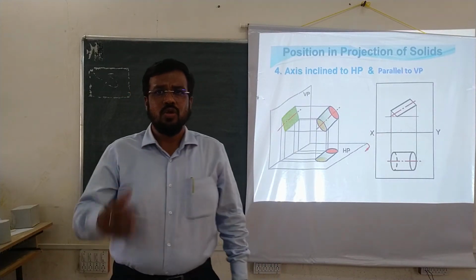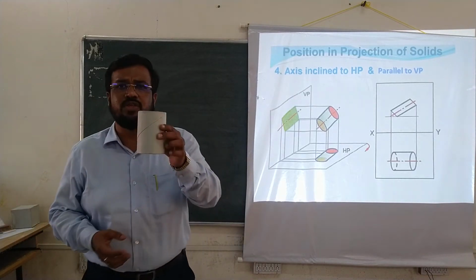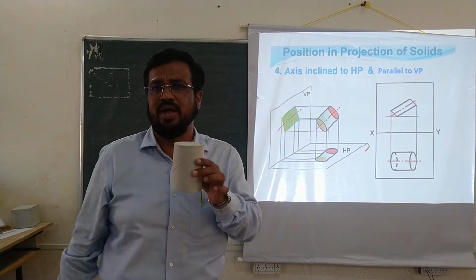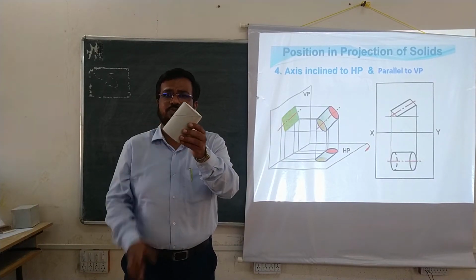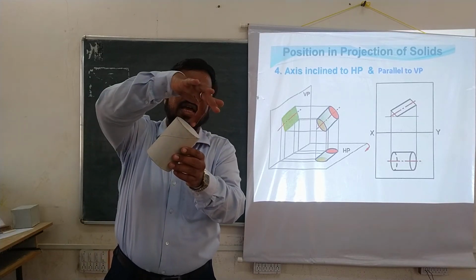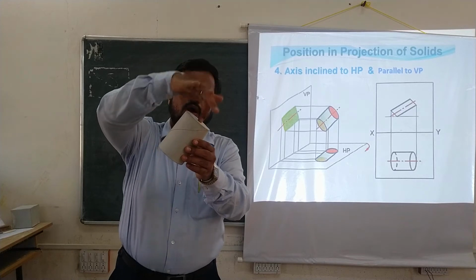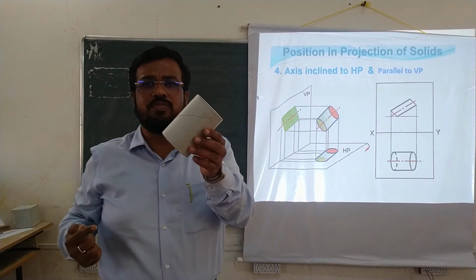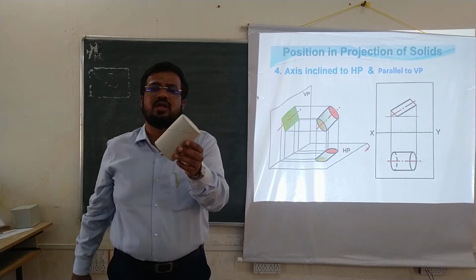With this position, if I try to assume this with the help of this solid, this is a cylinder which is having 50 mm diameter and 100 mm height. And how does it rest? It rests with its axis inclined to HP. That means it is like this. If I refer to this axis, the axis is nothing but an imaginary line which passes from the center of the top face of the cylinder and comes out from the bottom center of the cylinder. So the axis is now inclined to HP.